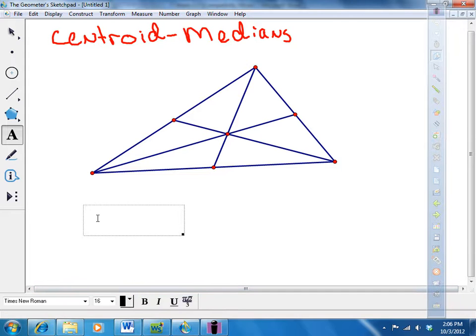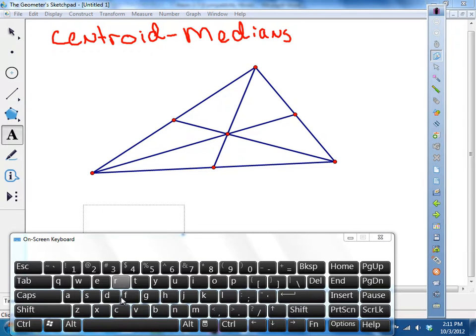So now I can type in stuff. How do I do that? Yeah. Good. I go to here. I look for my typewriter. And then I go, whoa. And so then I could say that's the three medians. And it is also the center.